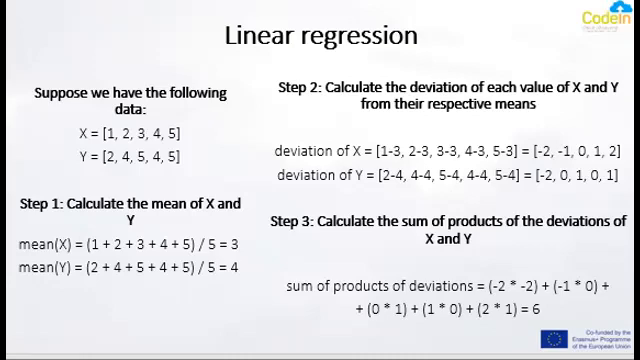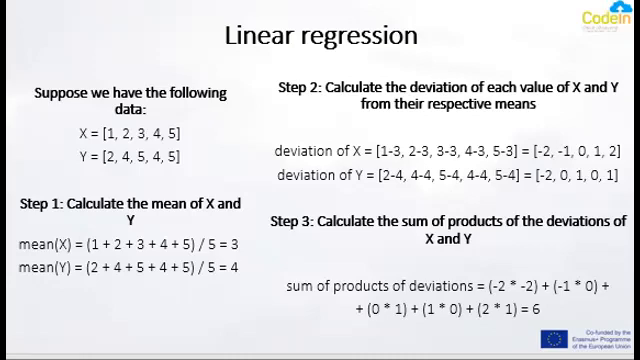Finally, you'll multiply each deviation in X by its corresponding deviation in Y and add up all those products. This will give you a single number that tells you how the two sets of numbers are related. If the sum of products is positive, that means X and Y tend to go up and down together. If it's negative, that means X tends to go up when Y goes down, and vice versa. And if it's close to 0, that means there's not much relationship between X and Y.